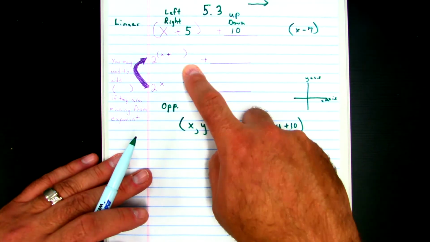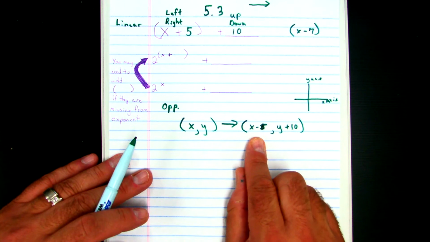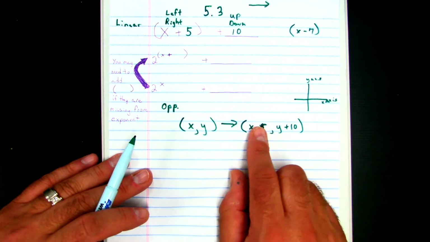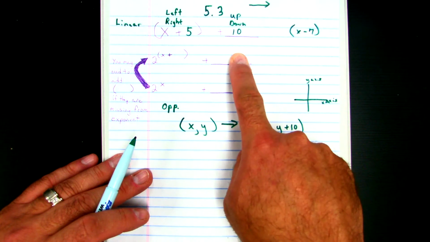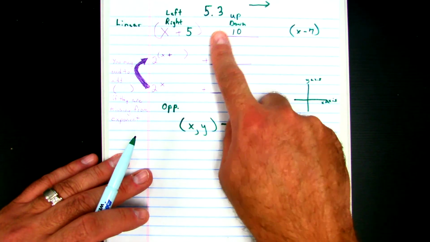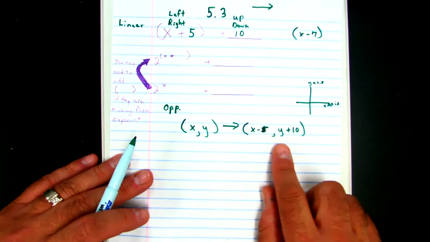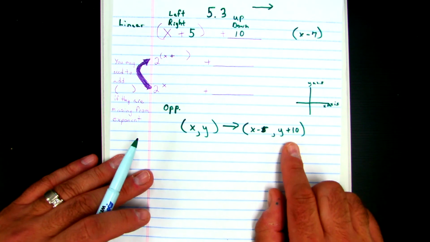So this was x plus 5, so I'm going to write x minus 5. Why? Because this is telling me the true direction I'm supposed to go. Now this one's plus 10. Well, this one tells me to move up 10. So I then write y plus 10.